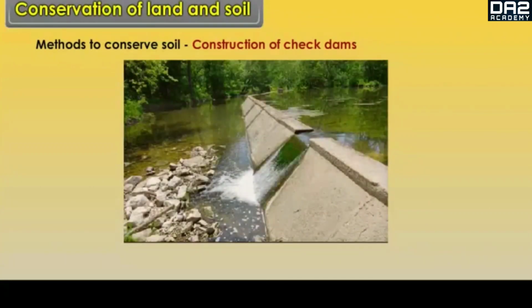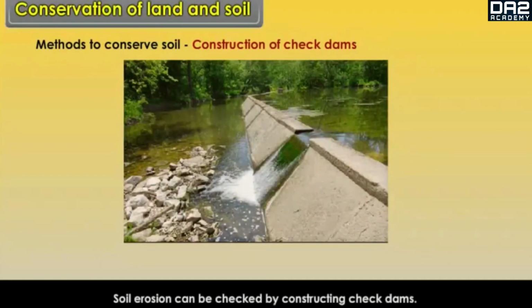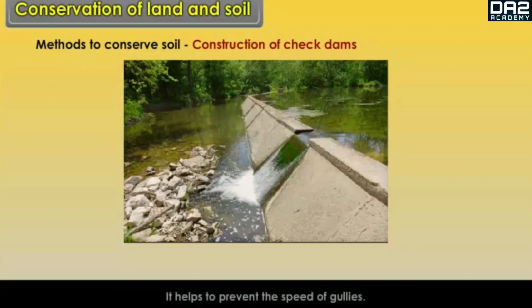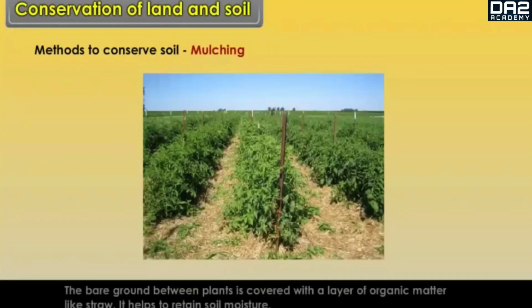Construction of check dams. Soil erosion can be checked by constructing check dams. It helps to prevent the spread of gullies. Mulching. The bare ground between plants is covered with a layer of organic matter like straw. It helps to retain soil moisture.